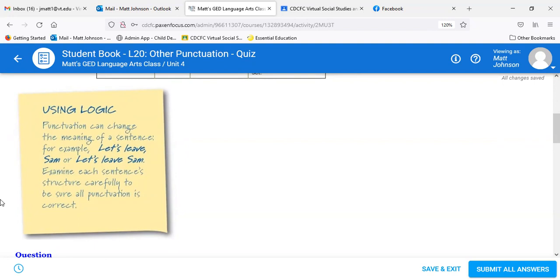If you're telling Sam that the 2 of you want to leave, right? Let's leave, Sam, you're going to have the comma. If you're telling everybody else that you want to leave Sam, let's leave Sam, you're not going to have that comma. There's a lot of memes out there about using punctuation correctly, particularly with the comma. So there you're simply changing who you're addressing, right? The first one, you're actually addressing Sam. The second one, you're addressing everybody except Sam because you're going to ditch him.